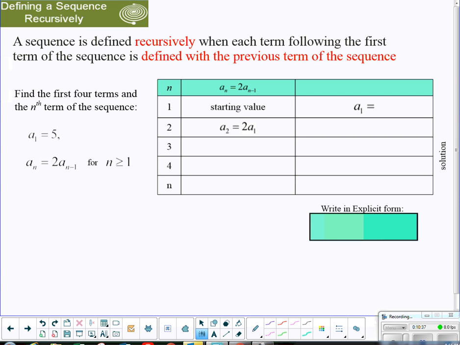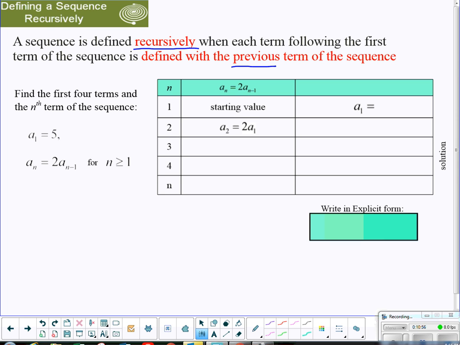Oh, I guess this is at the bottom of the first page. I was going on to the second page. A sequence is defined recursively when each term following the first term of the sequence is defined with the previous term of the sequence. So these are known as recursive.